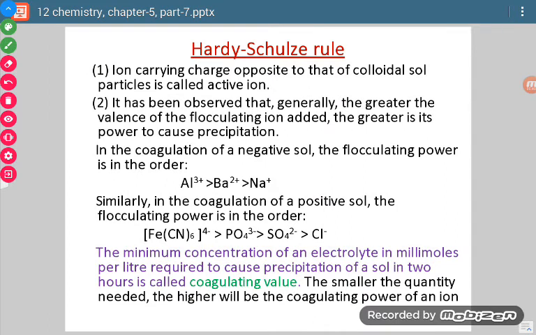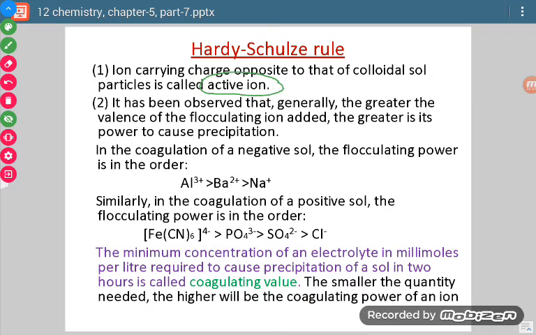Now there are a few rules which determine the process of coagulation. Those rules are known as the Hardy-Schulze rules. There are only two rules. The first rule is that the ion carrying charge opposite to that of the colloidal sol particles is called the active ion. Just now I said that if we are taking a negative sol, then those ions which are carrying positive charge in the electrolyte will be responsible for its coagulation, and those ions will be termed as active ions.